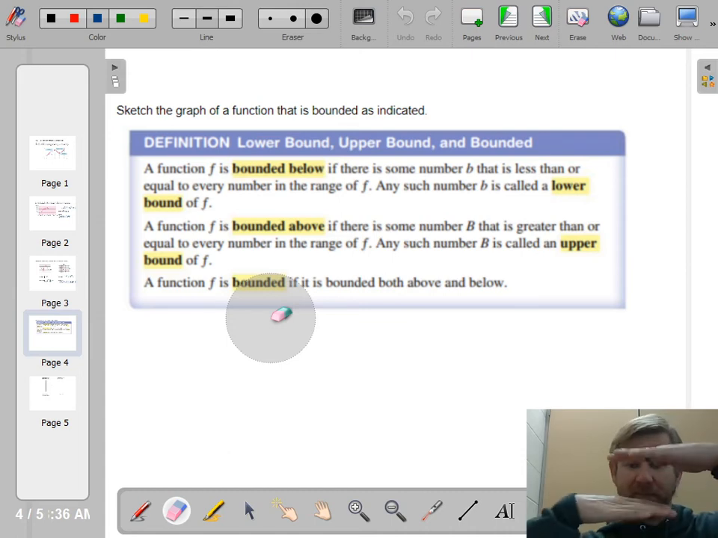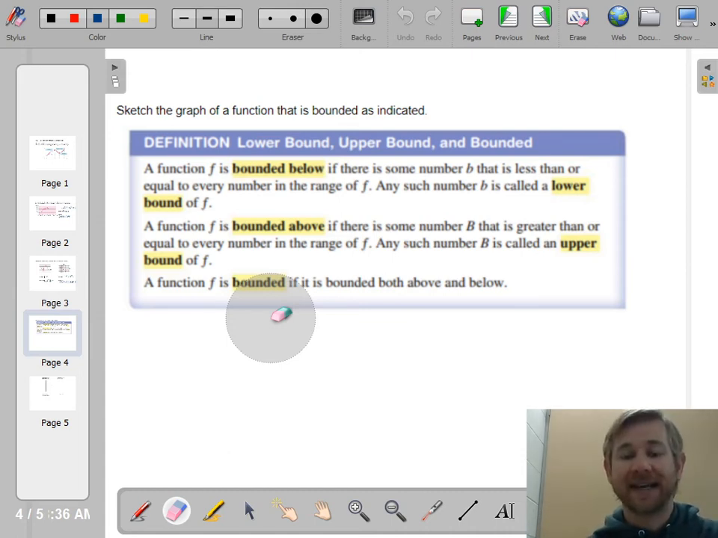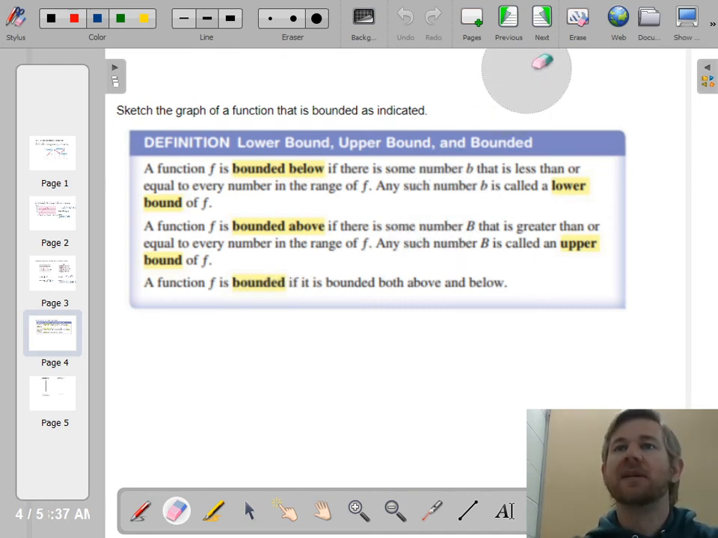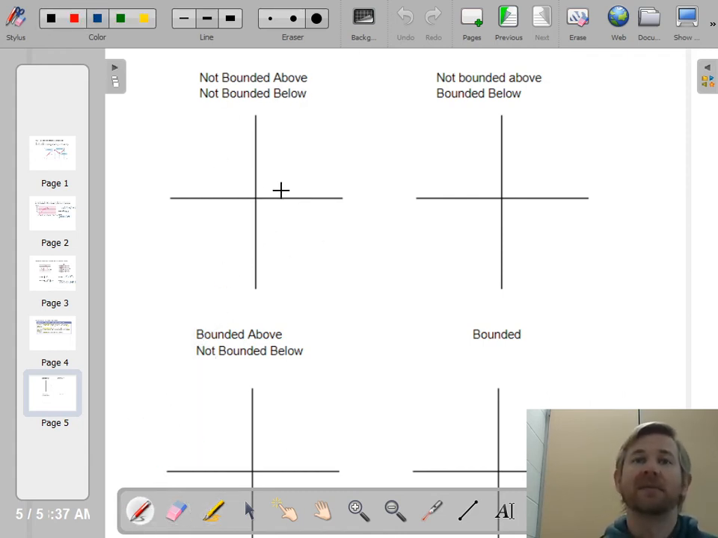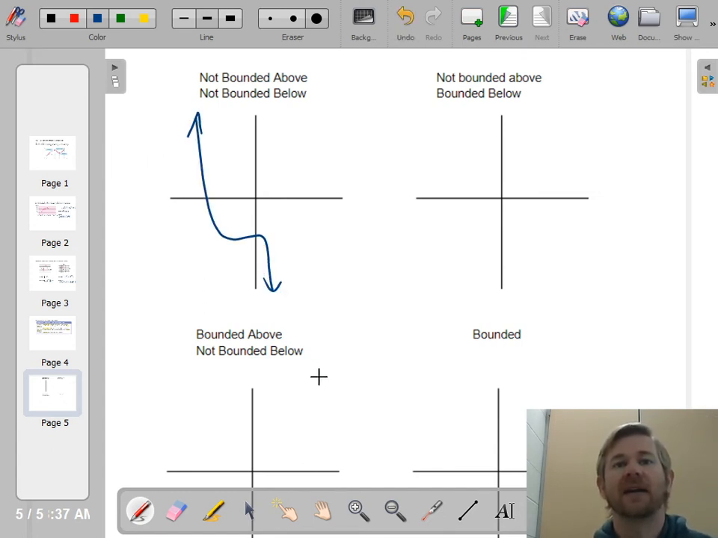And if it's bounded on the top and bottom, then we just say it's bounded. You could say above and below, but we just say it's bounded. It's got a boundary above and below. So let me give you a picture of what these would look like. A function that is not bounded above and not bounded below goes up and down forever in both directions. It goes up, there's no boundary. It goes down, there's no boundary. There's no boundedness here.